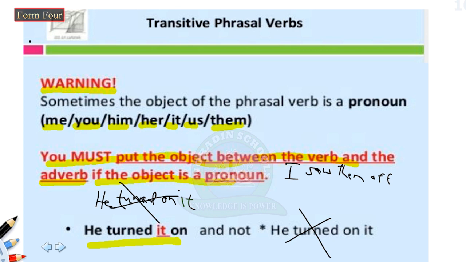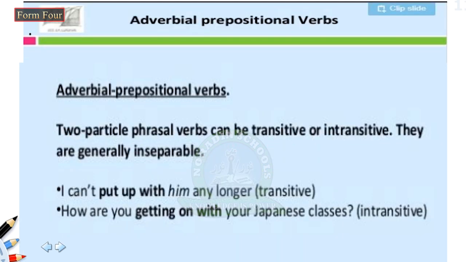When you have these seven personal pronouns, you must put the object between the verb and the adverb, if the object is a pronoun. We are talking about these personal pronouns. Okay.